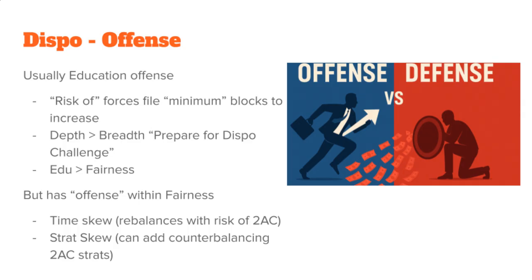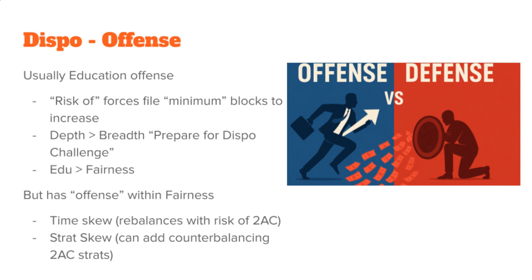And this depth over breadth is almost an educational claim. It could be a fairness claim because there's less to research, less research burdens, more reciprocal, that type of thing. But fundamentally, it's about limiting the number of options that the negative can spam out there.